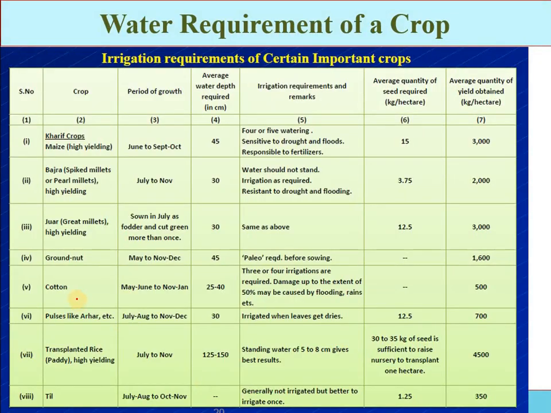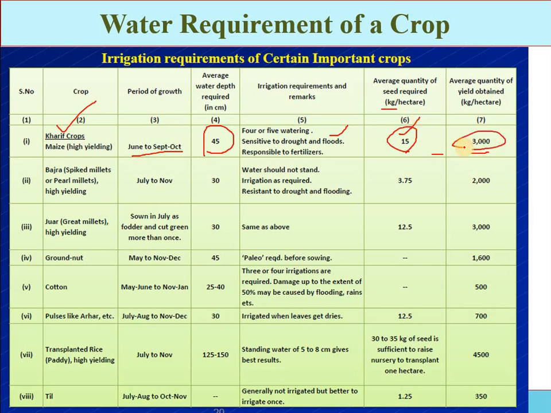See, here we have some basic crops. These are just average values. For example, for the kharif crops, the growth period is from June to October, and the average water depth required is 42 centimeters. The rest of the properties are mostly agricultural characteristics, that 1 hectare of land requires 15 kilograms of seed for proper germination.